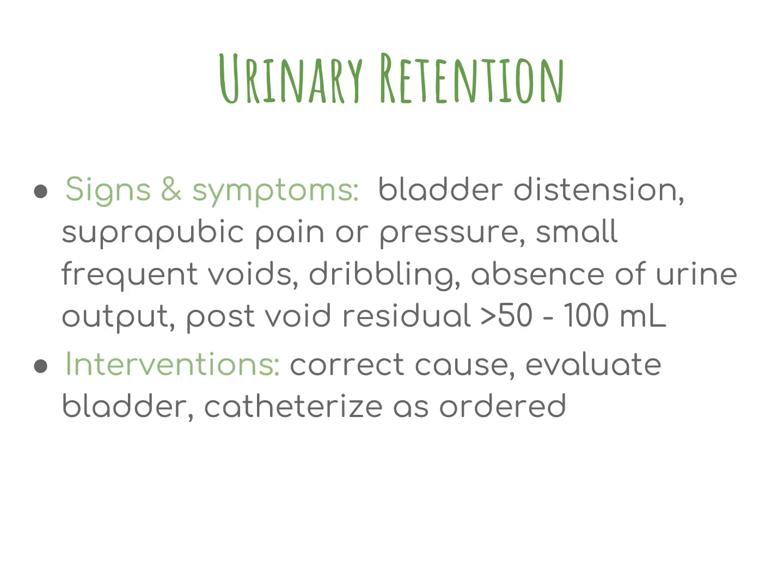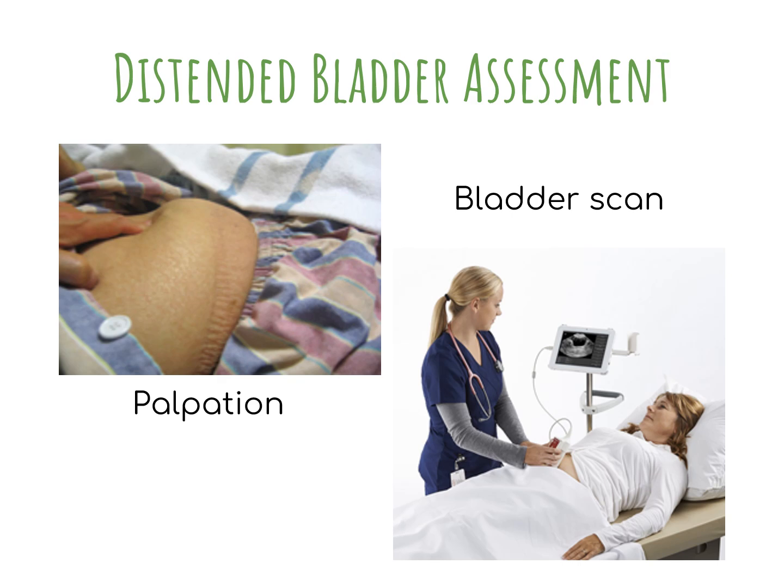Urinary retention signs and symptoms include bladder distension, suprapubic pain or pressure, small frequent voids, dribbling, absence of urine output, and post-void residual being 50 to 100 milliliters. Note that that is different than post-void residual via the bladder scanner, as mentioned in my previous slide. Interventions include correcting that cause, evaluating the bladder, and catheterize only as ordered.